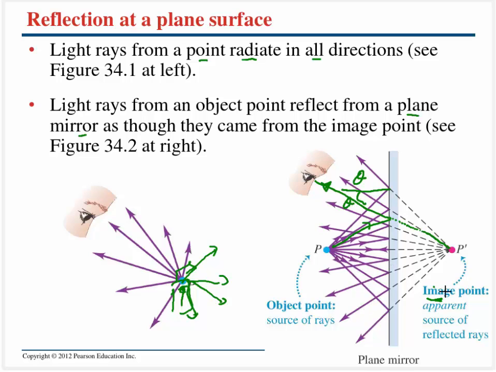One thing to talk about for real images and virtual images is that a real image is going to have a ray that approaches the surface and then reflects back and goes through point P. So this image that this person sees is going to be a real image.